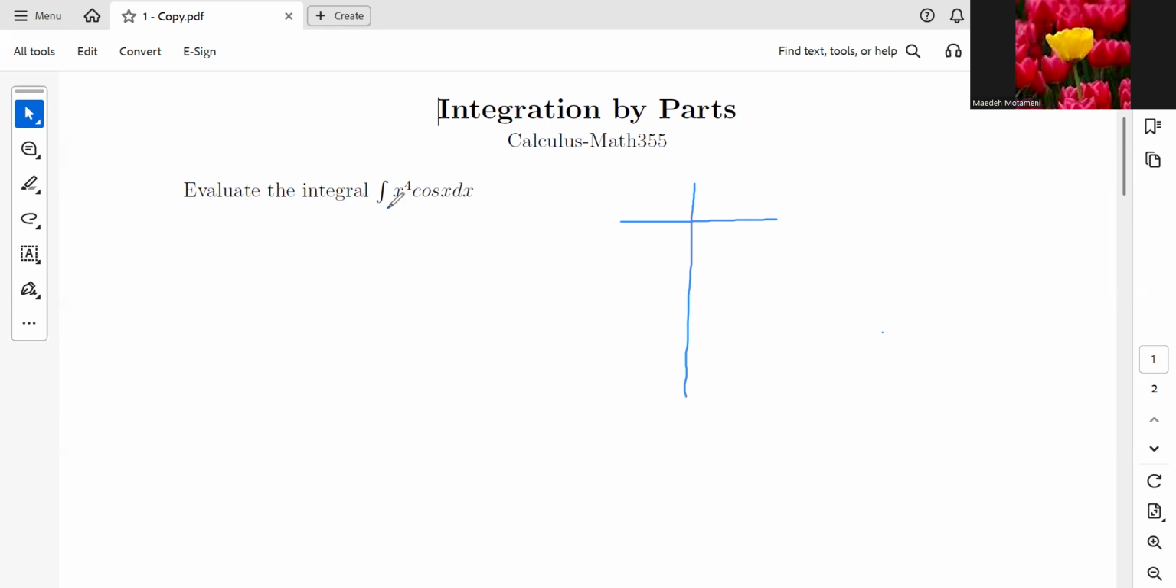In this integral, we have x to the fourth, which is algebraic, and cosine dx, which is trig. Between these two, we pick u as x^4, and the rest, which is cosine of x. We usually don't write the x here. Okay, for the first part, which is u, we would take derivatives, and for this one we would take integrals.